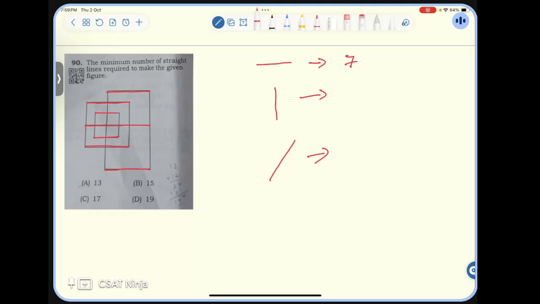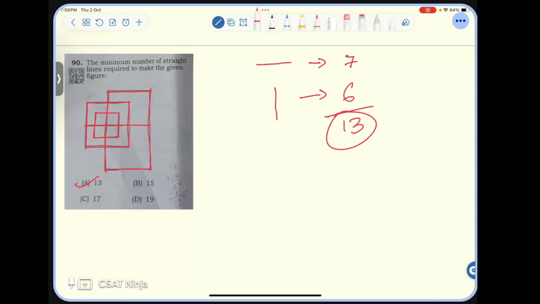Let's check for vertical now. We have one, two, three, four, five, six. We have six vertical lines. We don't have a line like this, which means I can remove this one. I don't need it. So let's remove this one. Which gives us a total of 6 plus 6 is 12, plus 1 is 13. There's a total of 13 lines. So 13 lines are required to make this shape.